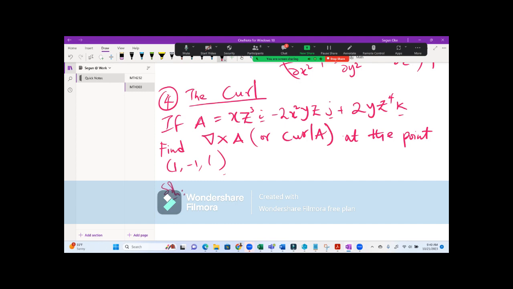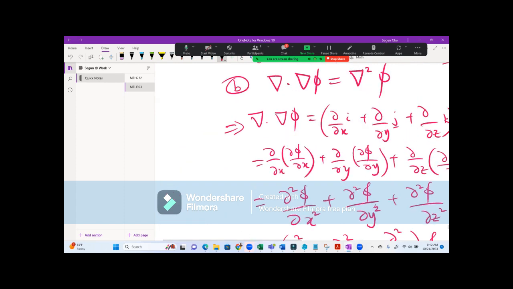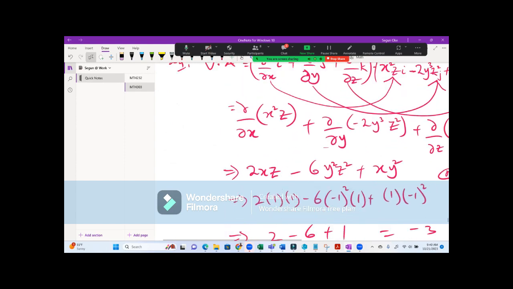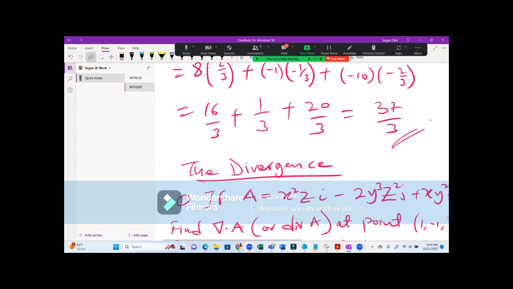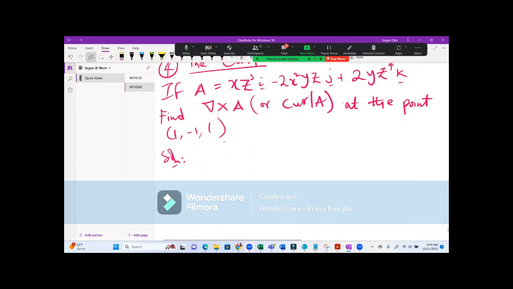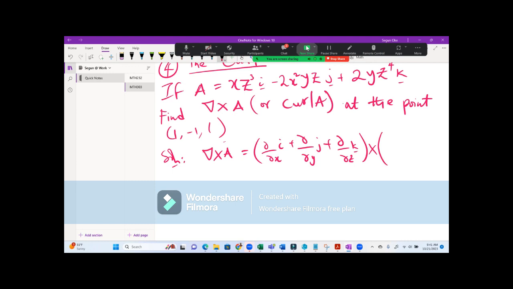So let's look at the solution. Have you solved this question before? I don't think so. We've not solved anything on curl. Yes, divergence and the del and the gradients. Okay, let's continue. So, how do we solve this problem, please? Recall that we have this del cross A. It's the same thing as d/dx i plus d/dy j plus d/dz k, cross the entire expression.